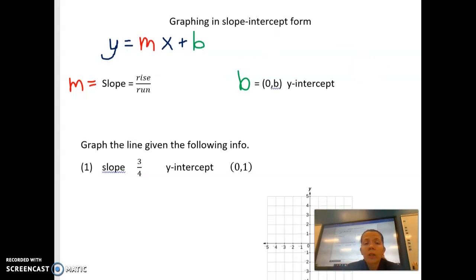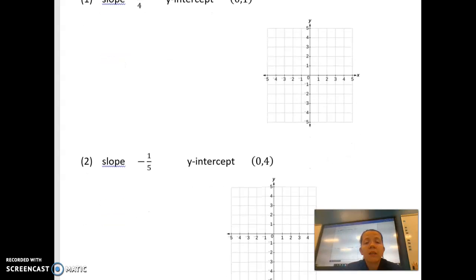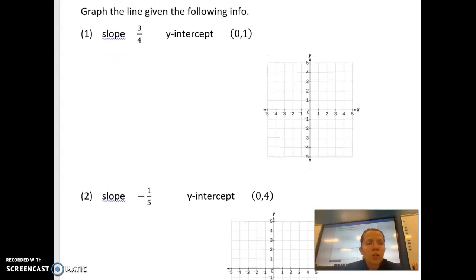So we're going to practice graphing the line given certain information. So graph the line given the following info. We have a slope of 3/4 and a y-intercept of (0, 1). So what this means is that we need to first plot our y-intercept, which is at (0, 1). So again, step 1, we need to plot (0, 1).